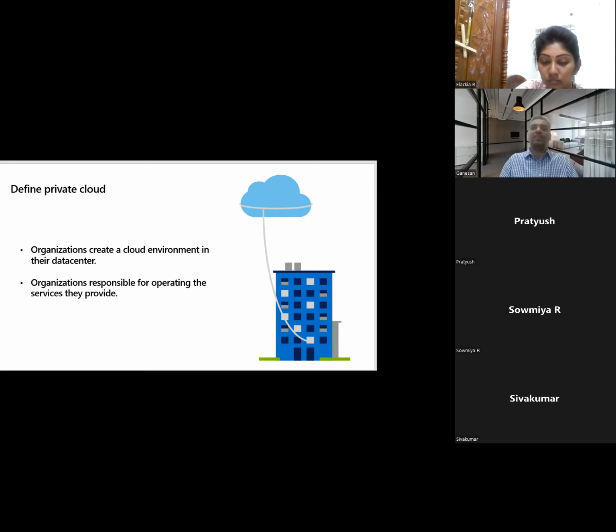Why do they create cloud services in their data center? The benefits: I can get resources immediately, and my software will have high availability, fault tolerance, everything is available.